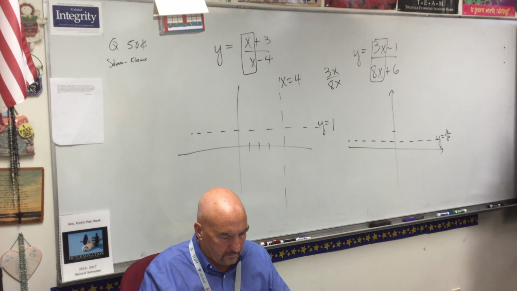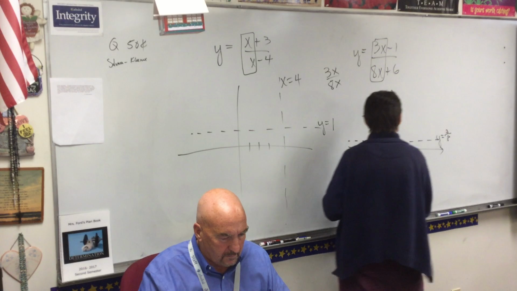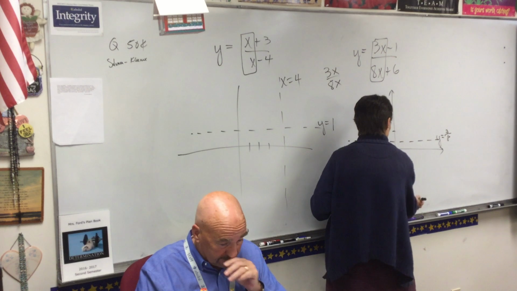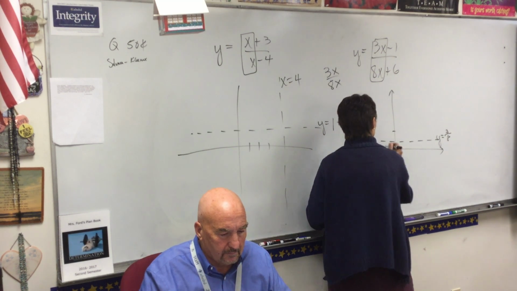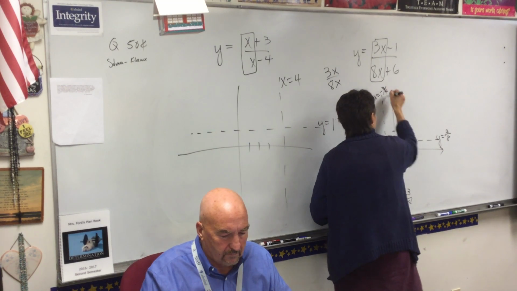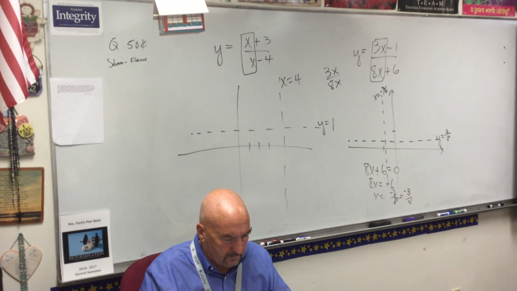All right. What about my vertical asymptote? Where is it? You're close. 8x plus 6 equals 0. So that would be -6/8, which I will reduce to -3/4. So my vertical asymptote is at x equals -3/4. Vertical asymptotes are the cannot be's. They come from when the denominator is 0.